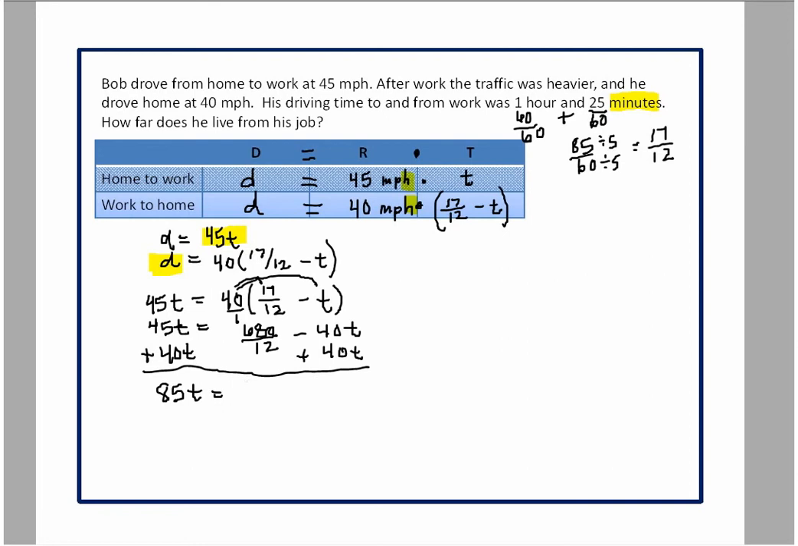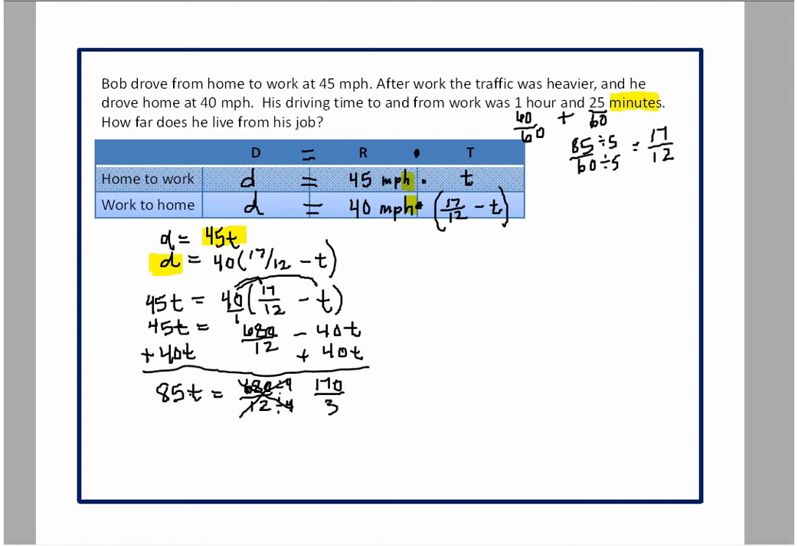680 over 12. That can be reduced, but let's see what goes into that. Probably 4. So let's divide this by 4, top and bottom. So 680 divided by 4 is 170. And 12 divided by 4 is 3. So we can just kind of cross this out. Okay?